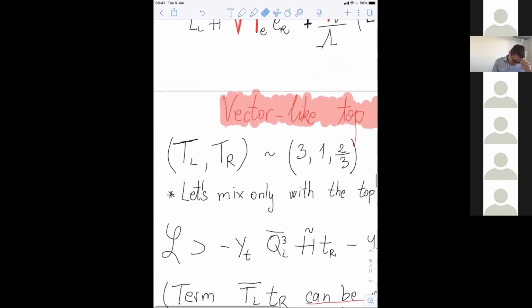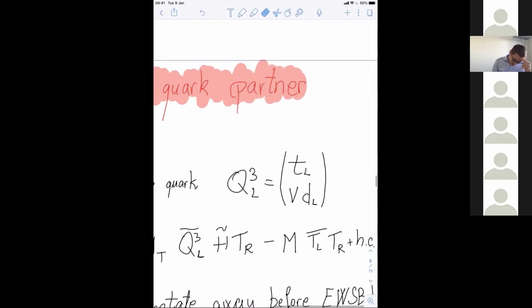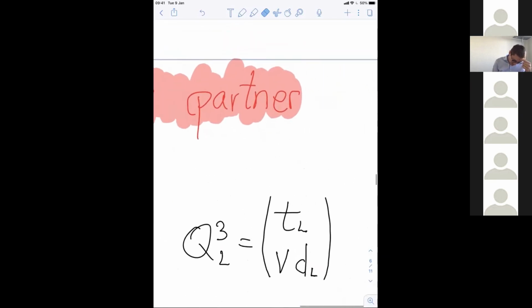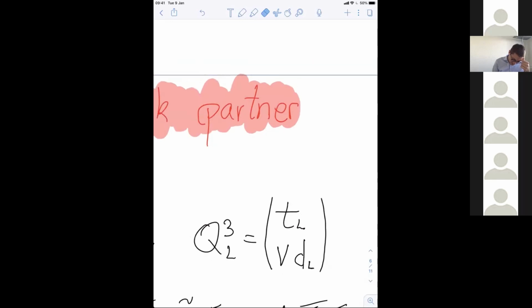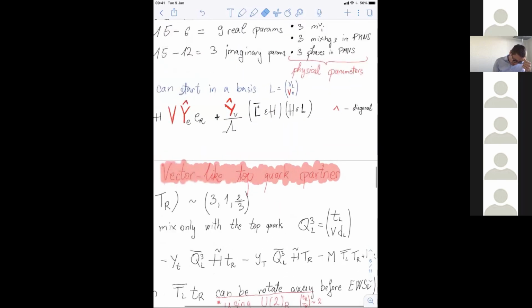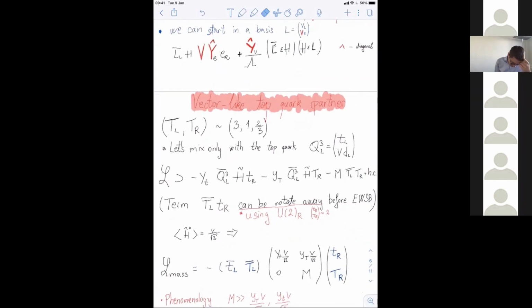So let's mix only with the top quark. What does it mean? I will only have Q3L aligned to the top quark. I will put the CKM in the down sector. So how does the Lagrangian look? In general, it has these 3 terms.